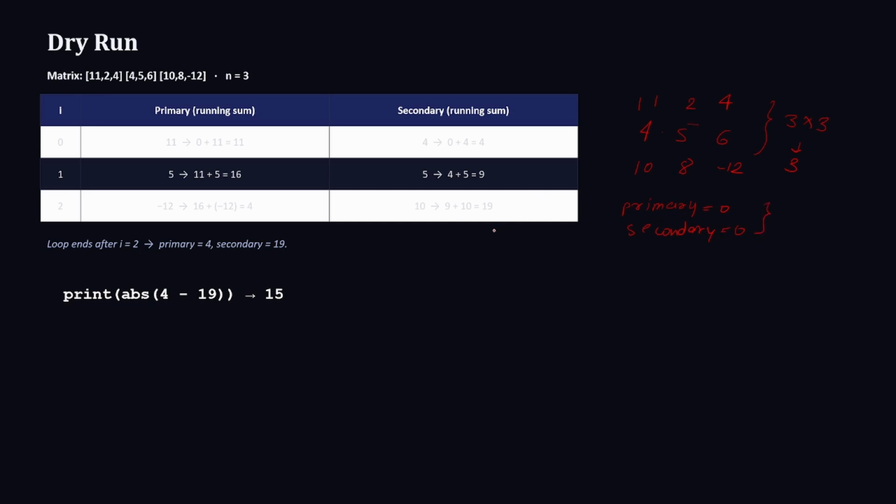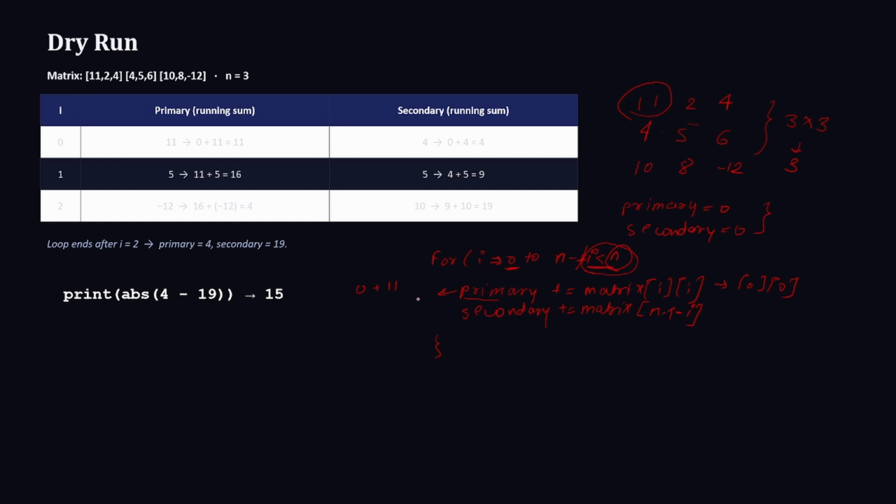First, we iterate with i from 0 to n. The for loop runs from 0 to n minus 1. For the primary diagonal, firstly i is 0, so we access matrix[0][0]. The primary will access 11, so 11 is added into primary. 0 plus 11 becomes 11.